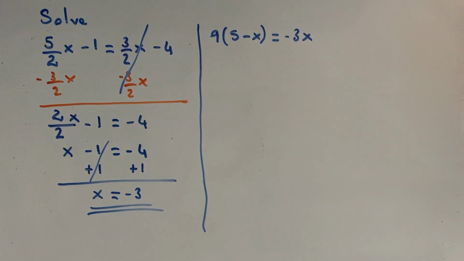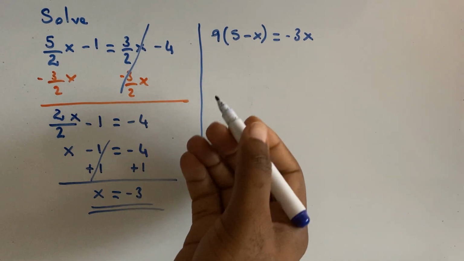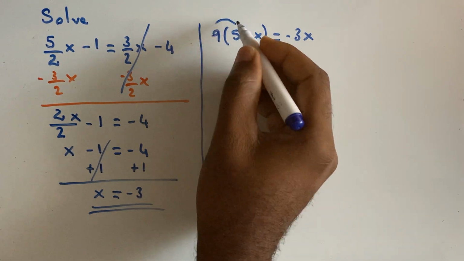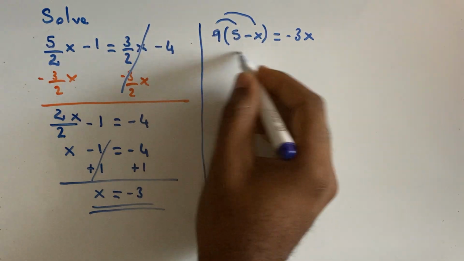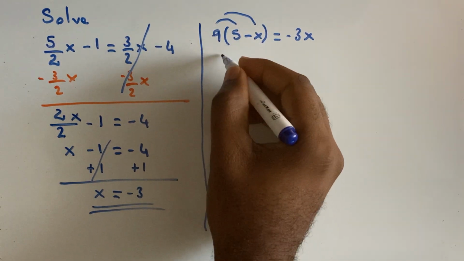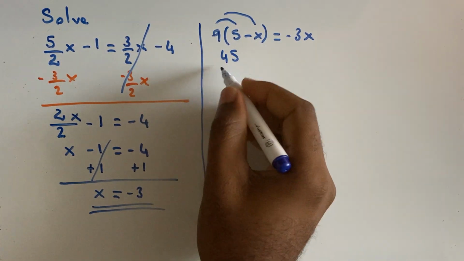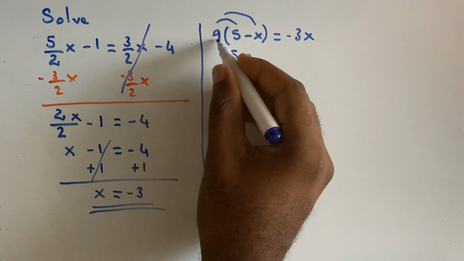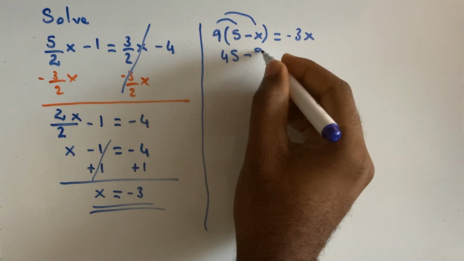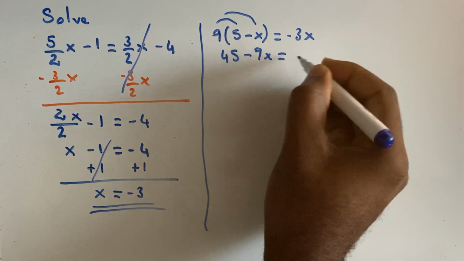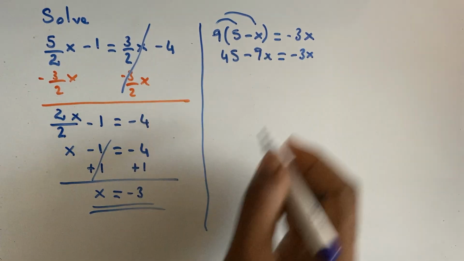So again, the idea here is to solve for x, right? So we will have to distribute here, okay? If we distribute, we'll have 9 times 5, which is 45, minus 9 times x, which is -9x in this case, equals -3x, all right?